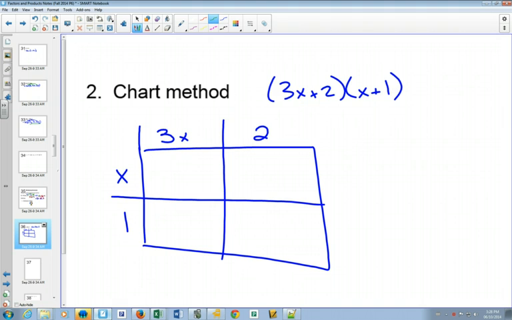What happens when I multiply x times 3x? I get 3x squared. What happens in this space? It's x times 2. I get 2x. 3x times 1 is 3x. And 1 times 2 is 2.